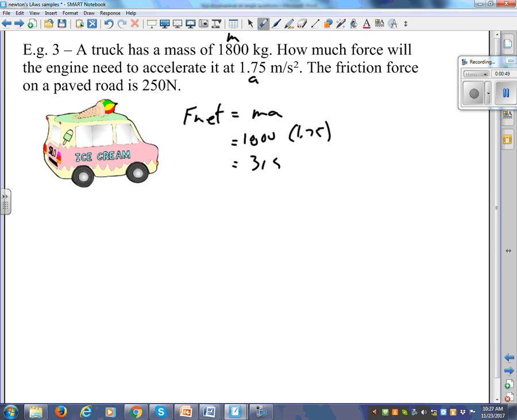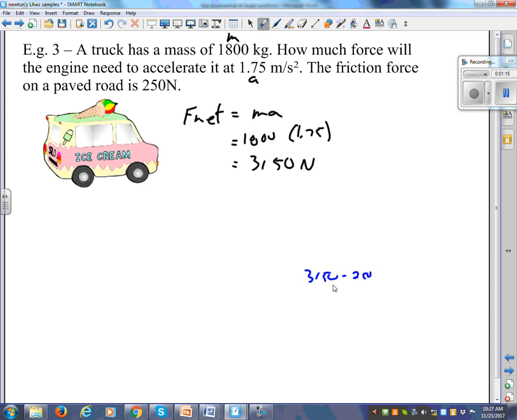3150. Sounds familiar. Okay. And the friction force is 250, and we always subtract friction, so we're just going to take 3150, and we're going to subtract 250. How many people did that? That's the wrong way to do it. You'll notice that I didn't write the formula. Do you always subtract friction?